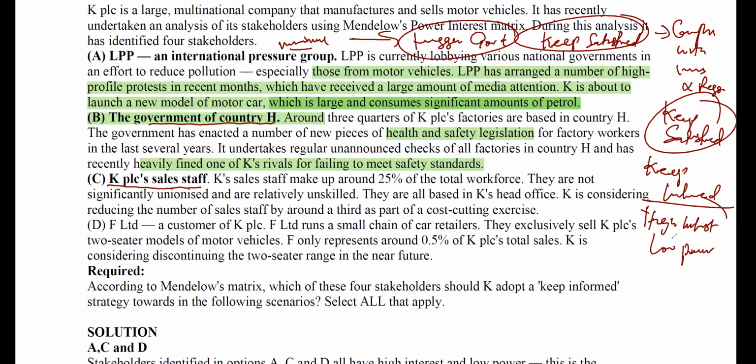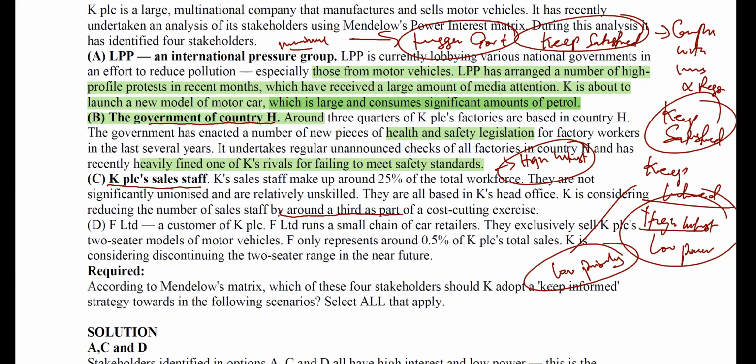But I was also thinking they can go to low priority. But look at it well. Your staff always have high interest. Low priority means low interest, and your staff works within the organization. Everybody who works within the organization always has a high interest. Just consider the kind of staff they are referring to: those they are going to lay off, which means they are not that important. They are not significantly unionized and are relatively unskilled, so you can put them under low priority. But please, this isn't a different matrix.